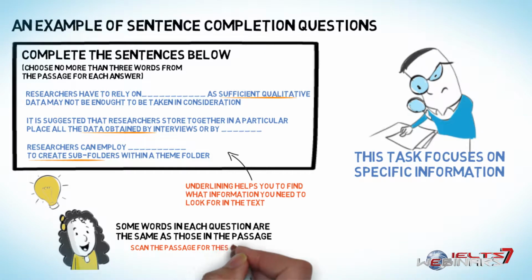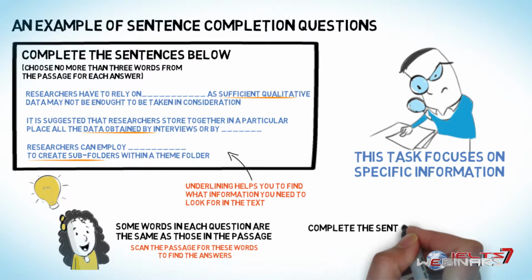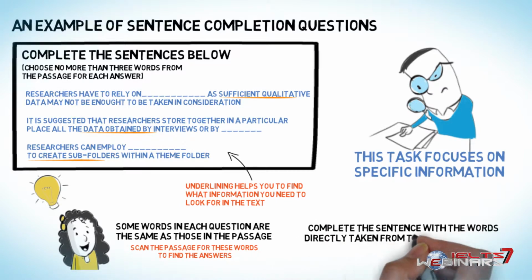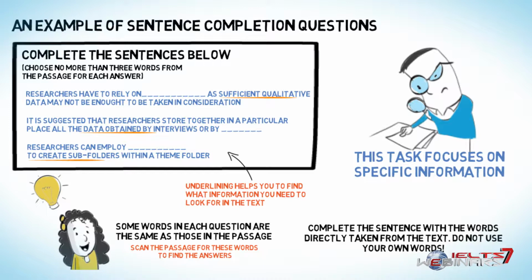You need to read 1 or 2 sentences in the text to complete sentence completion questions. In this type of task, you must complete the sentence with words taken directly from the text. You cannot use your own words.